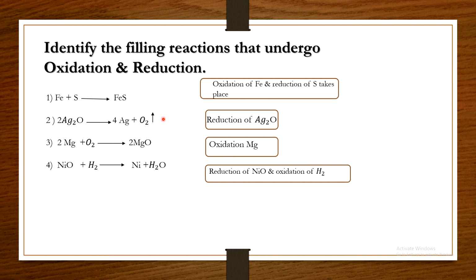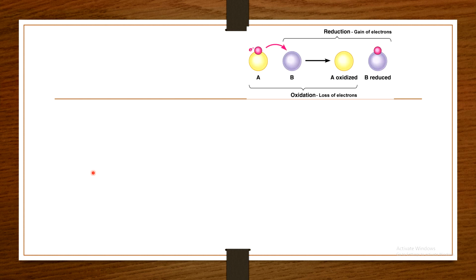Okay, so here we can easily understand how oxidation and reduction happen. Here oxidation of iron and reduction of sulfur take place. Here reduction of silver oxide takes place. Here oxidation of Mg takes place, and reduction of nickel oxide and oxidation of hydrogen H2 take place.